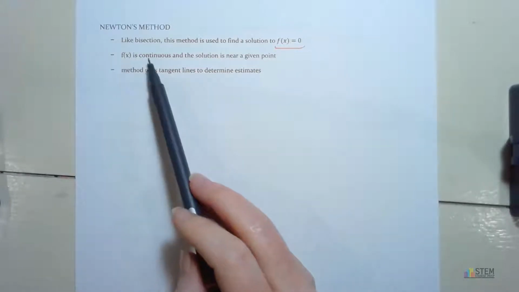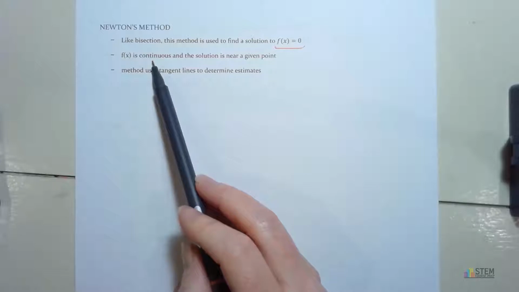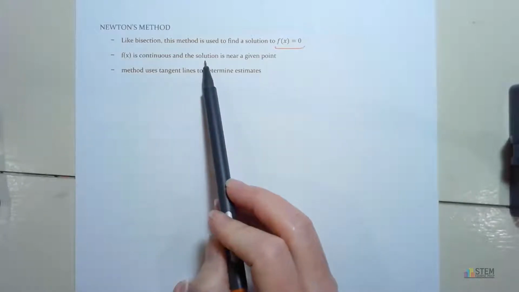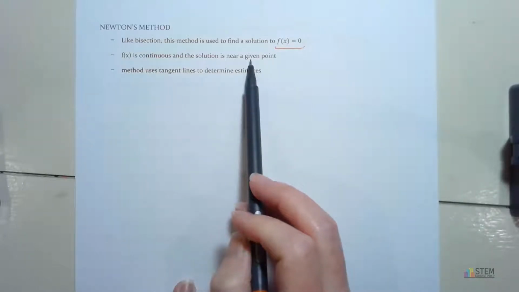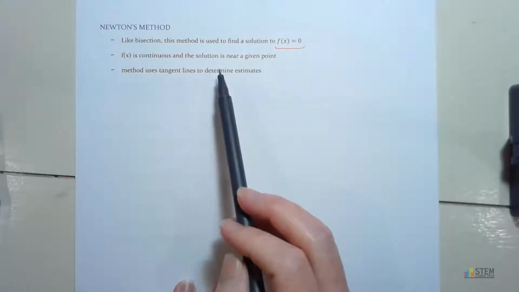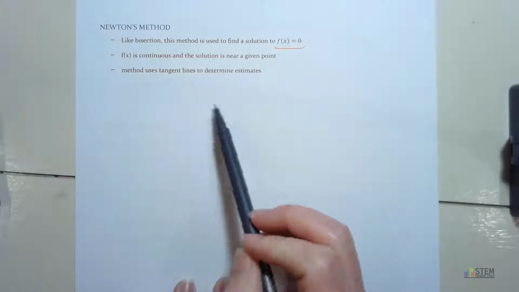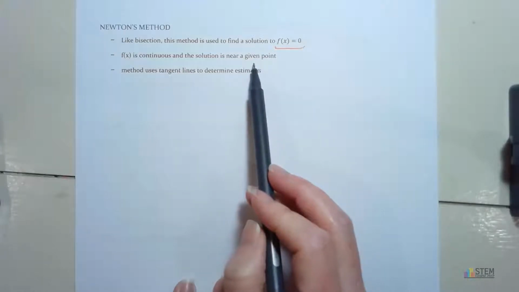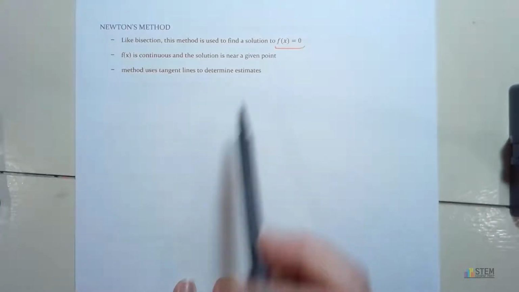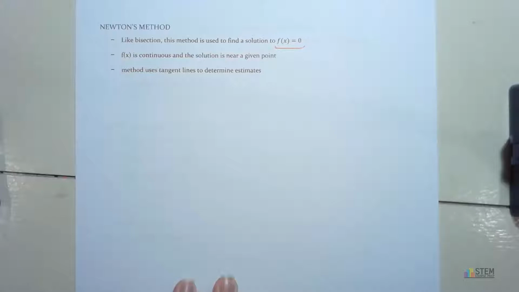We're doing the same exact thing, we just have a different method. Now, f of x has to be continuous, and the solution is going to be near a given point. So you have to provide an initial guess. It's got to have something to work with. If you give an initial estimate that's way off, you might have some problems, so you need to get a good estimate.